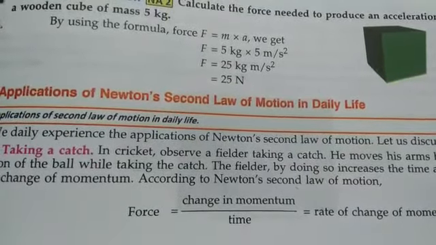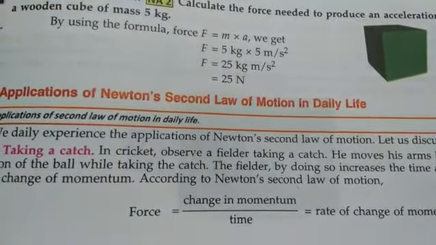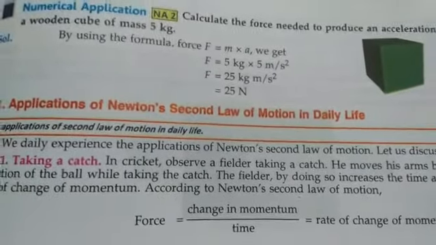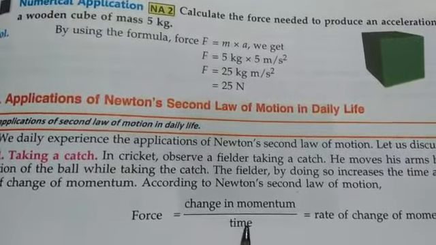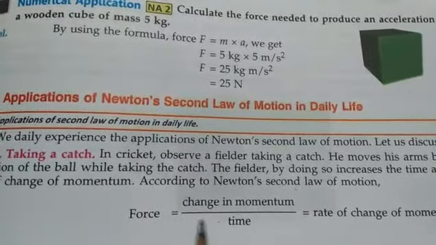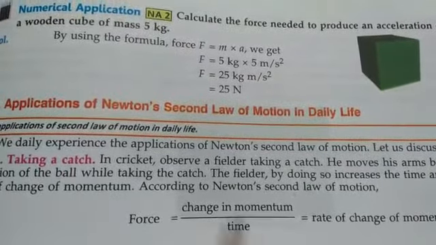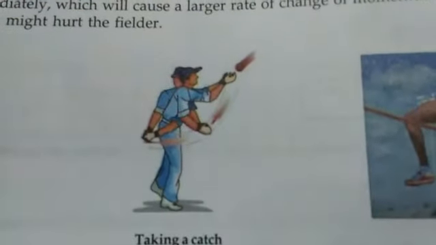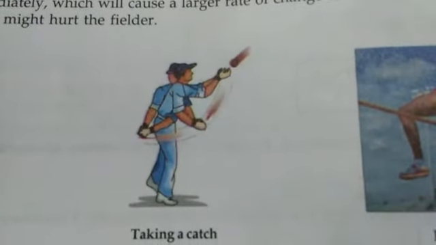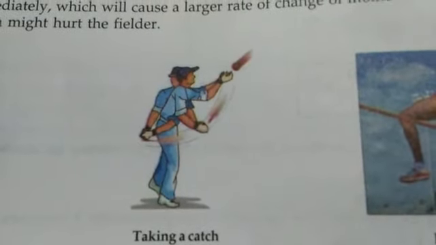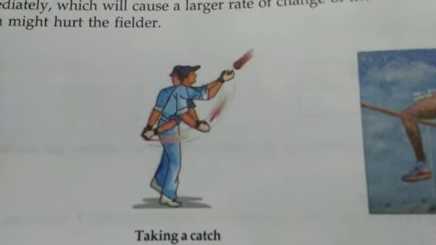But if two things are inversely proportional, the change in them will be in opposite direction. If one thing increases, the other thing will decrease. So here, because time is in the denominator, force is inversely proportional to time. If time increases, the force will decrease. So when the fielder is pulling his or her hand in the backward direction, they are actually increasing the time to hold the ball.